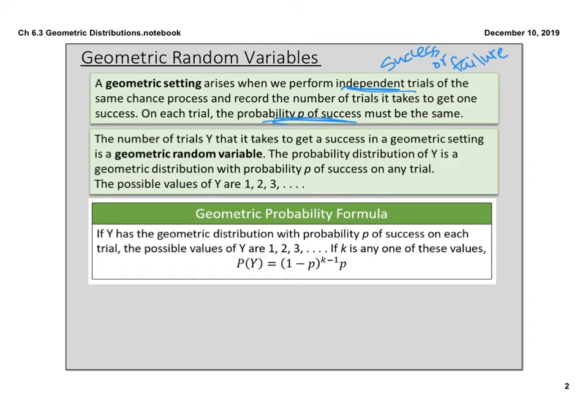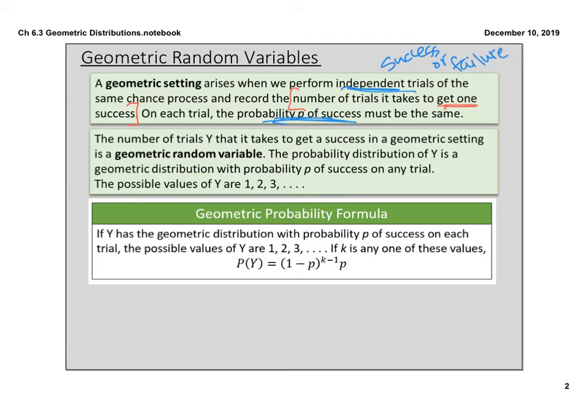But here's what's different. What's different is the fact that we are going to record the number of trials it takes to get to one success. We're not giving a fixed number of trials. We're continuing the experiment until we get one success. So our number of trials is going to be different in every scenario.